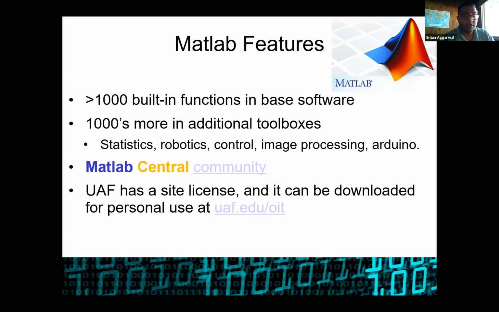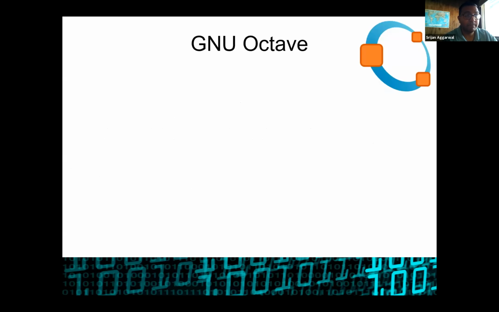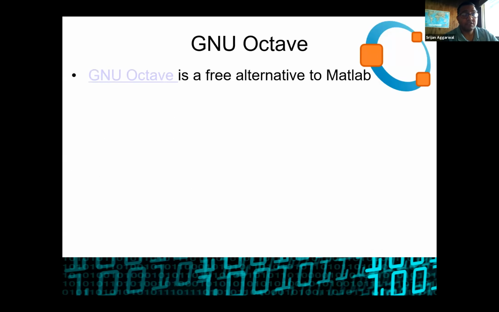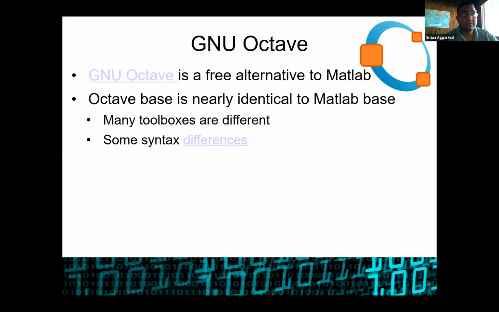And as I said, UF has a site license and it can be downloaded for personal use at uf.edu/OIT. GNU Octave is a free alternative to MATLAB. Its base is nearly identical to MATLAB base, but many toolboxes are different. However, we won't use those toolboxes in this course, and in fact, we probably won't use any toolbox in this course. We're just getting a fundamental idea of MATLAB. Once you get that, you can get it and start going.